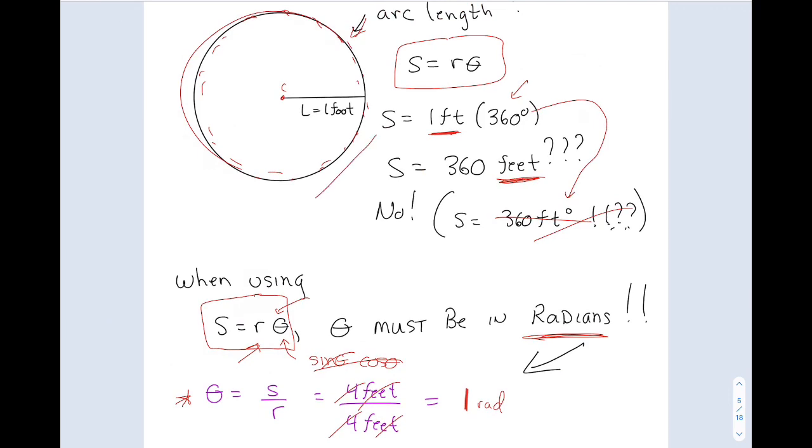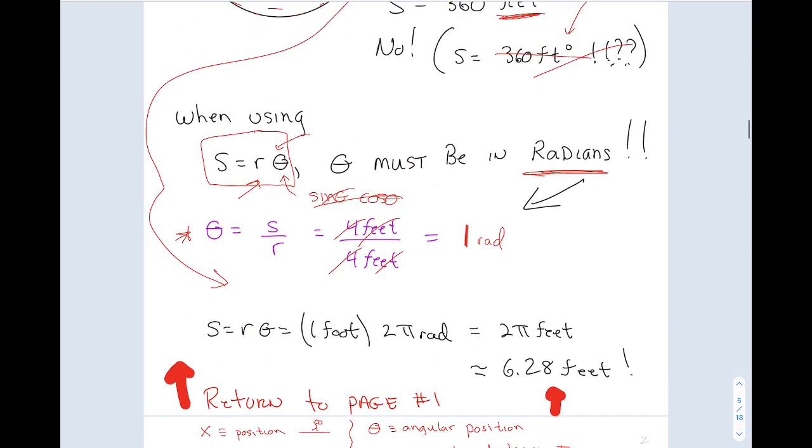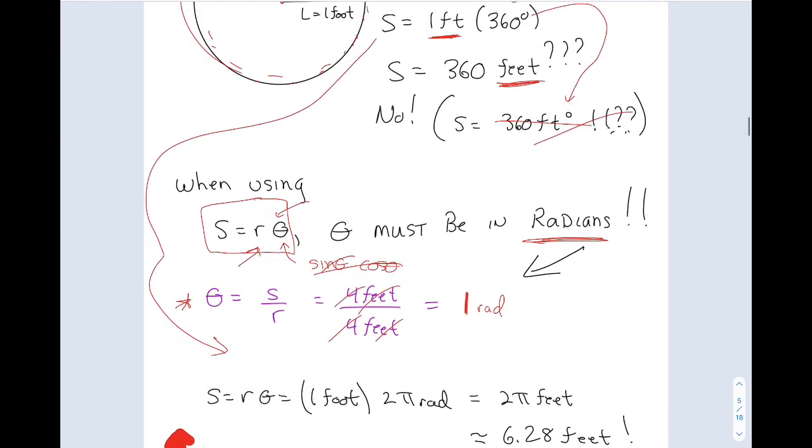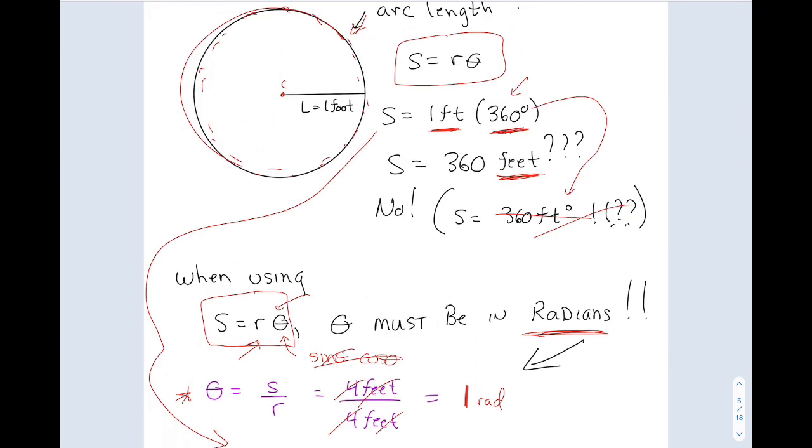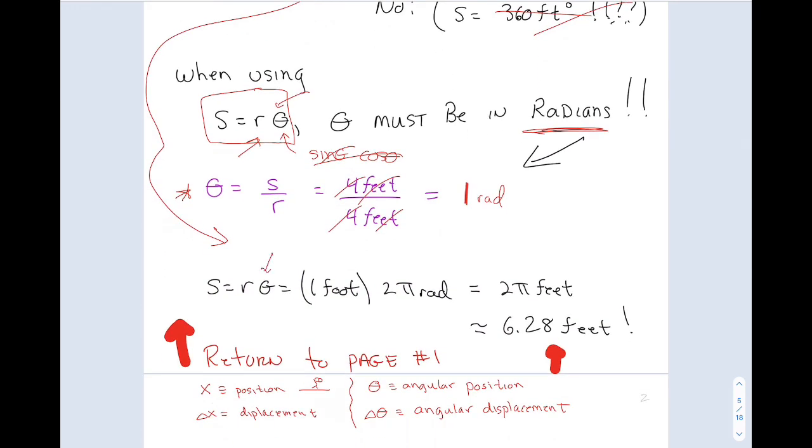So going back to this, if I want to find that arc length or the path length, walking around your ruler, s is r theta. I can't use my angle of 360 degrees. Theta has to be in radians. So the radius is my ruler, that's a foot, and my angle to go all the way around is 2 pi radians. So 2 pi times 1 is 2 pi. There's my foot, which is now feet.